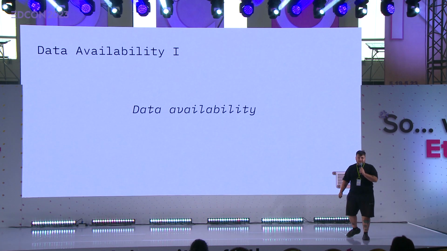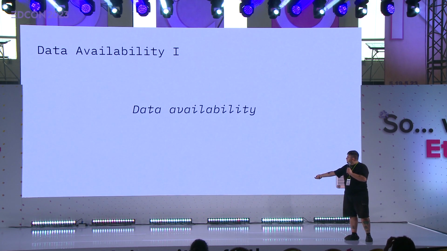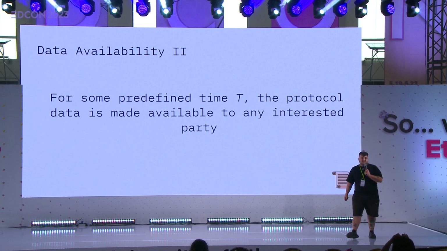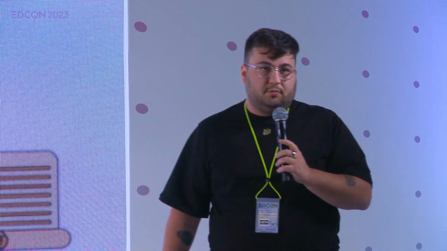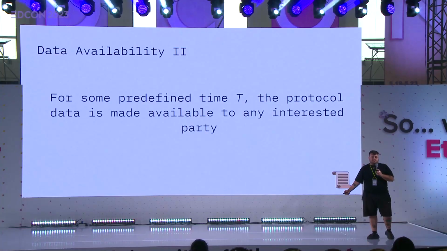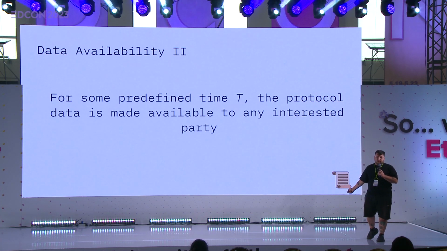One, data availability. And what's data availability? Data availability is the process of making the data available to anyone willing to download it for some predetermined amount of time, usually a few months or a month. And note that you shouldn't confuse the data availability problem with the data storage problem. The data storage problem is the process of making the data available for you to download forever.